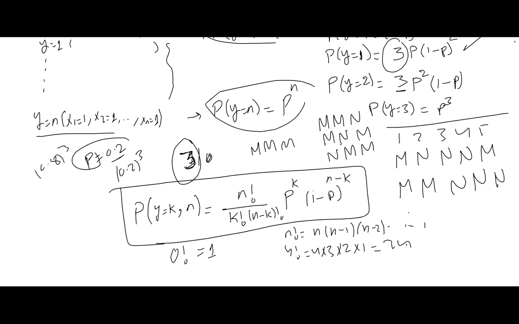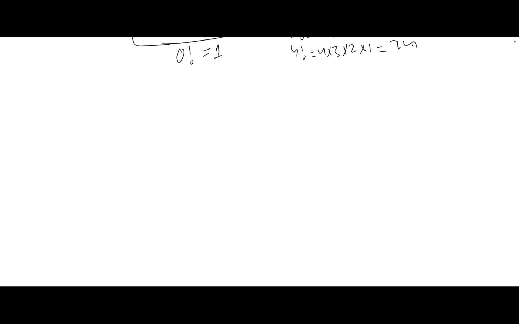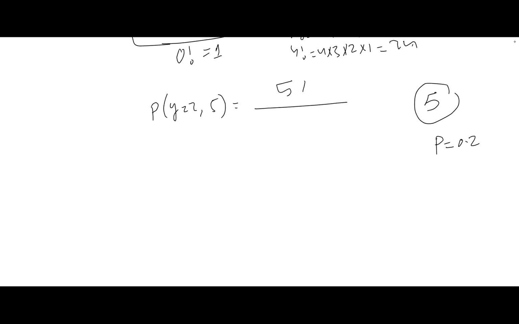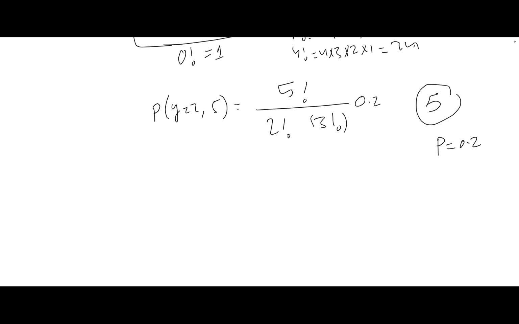For example, as I said, the match ended with 5 goals, and we would like to compute the probability that Messi scored 2 goals out of 5, and the probability of scoring a goal is 0.2. In this case, it is very easy to calculate. It will be 5 factorial divided by 2 factorial times 5 minus 2, which is 3 factorial, and then p is equal to 0.2, so 0.2 to the power of 2 times 0.8 to the power of the rest, which is 3.